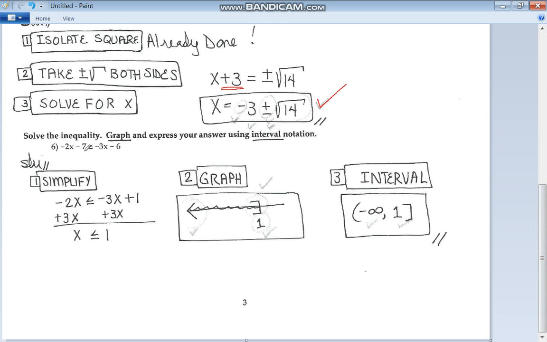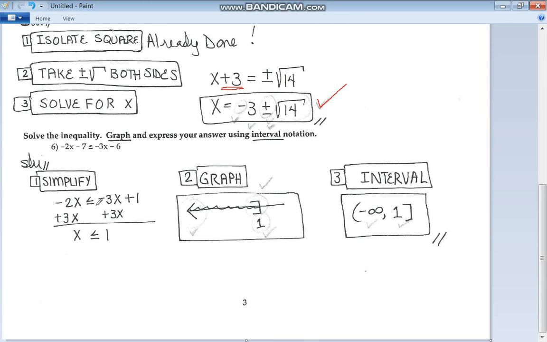Question number 6, solve the inequality, graph, and express your answer using interval notation. They're asking for 2 different forms of the answer. And problem number 6, the question is, negative 2x minus 7 is less than or equal to negative 3x minus 6. That's the problem. I read the question already.